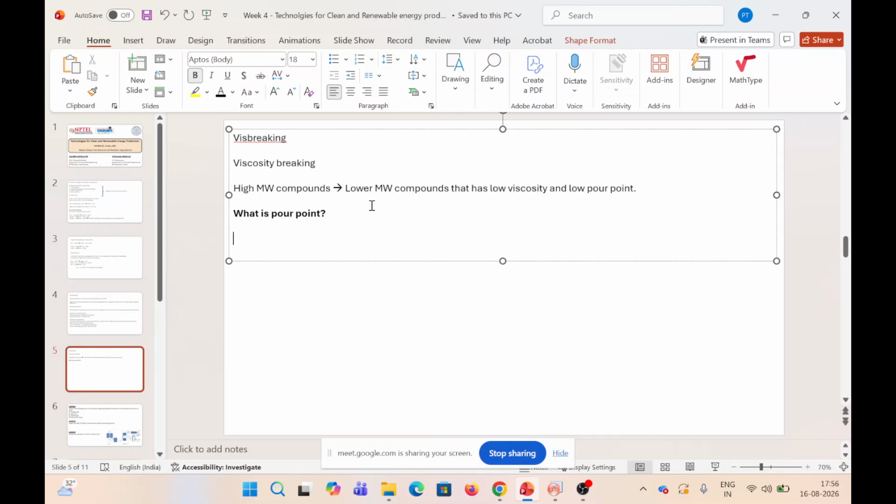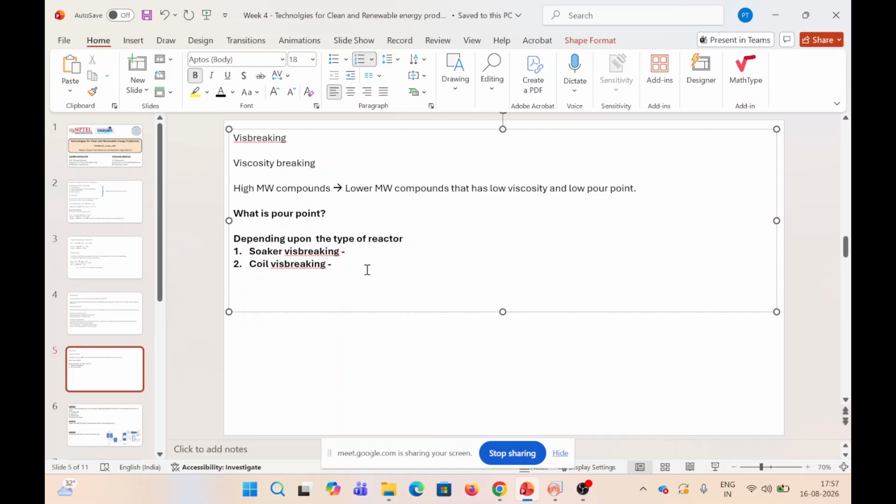What is pour point? So visc breaking is nothing but viscosity breaking, where high molecular weight compounds are converted to low molecular weight compounds which have low viscosity and lower pour point. And depending upon the reactors in which you carry out this viscosity breaking, you have two different processes. Depending on the type of reactor, one is called soaker visc breaking and another one is called coil visc breaking.